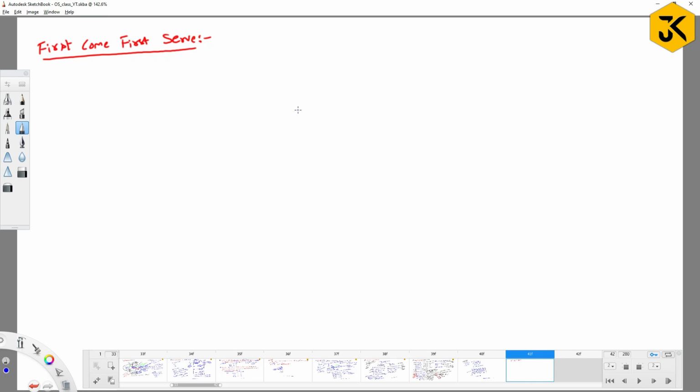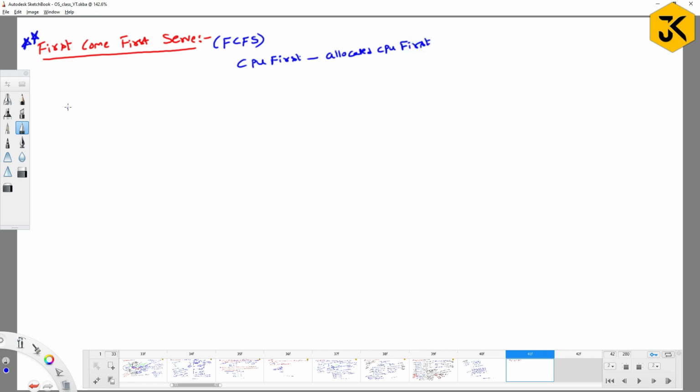Hi everyone, welcome back. In this video, we will see one of the CPU scheduling algorithms called the first come first serve CPU scheduling algorithm. Shortly we call it the FCFS algorithm. Guys, this algorithm works like this: the process that requests the CPU first is allocated the CPU first, which means first come, first serve.